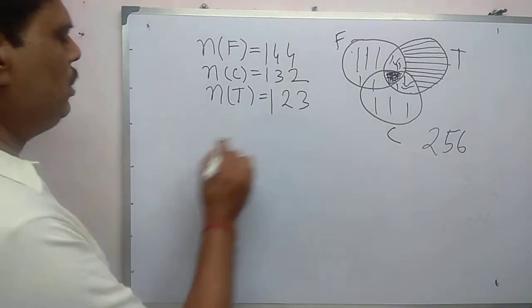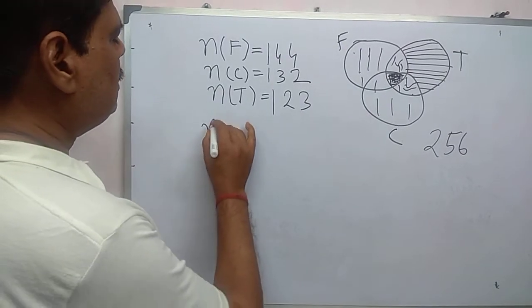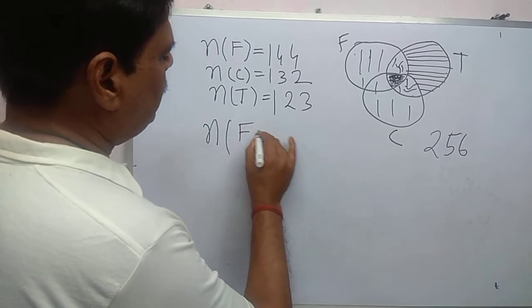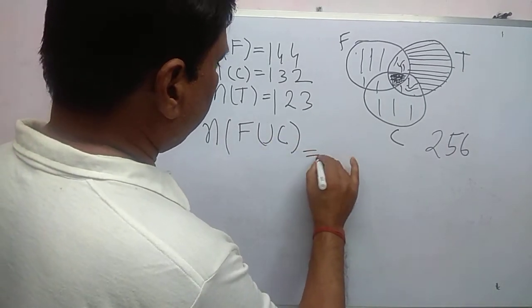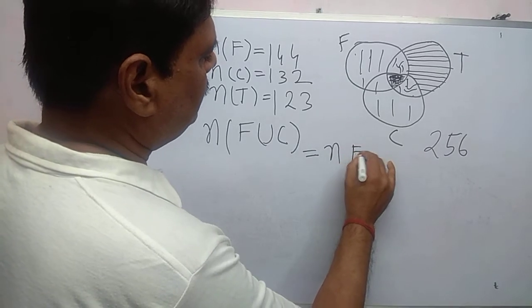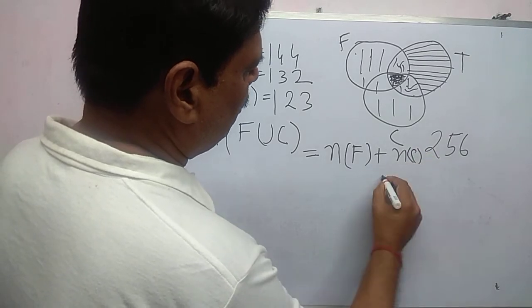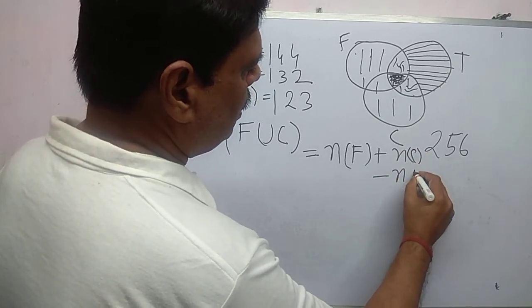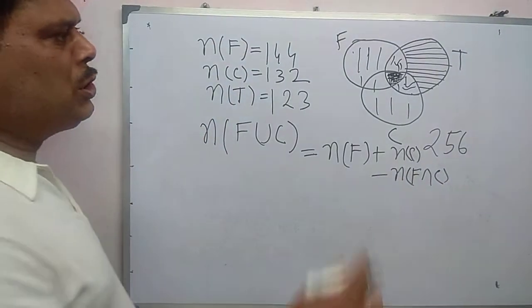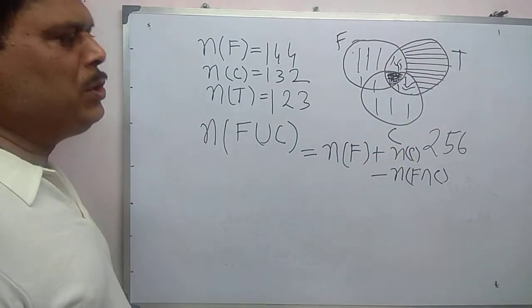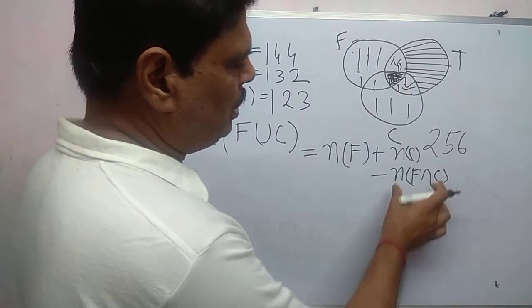So to do this, you know, there is another simple formula related to set theorem, that is n(F union C). What is the relation for it? n(F) plus n(C) minus n(F intersection C). Of course, remember in the question all these regions are also individually given, that is persons involved with only football and cricket. Okay, this is this result.